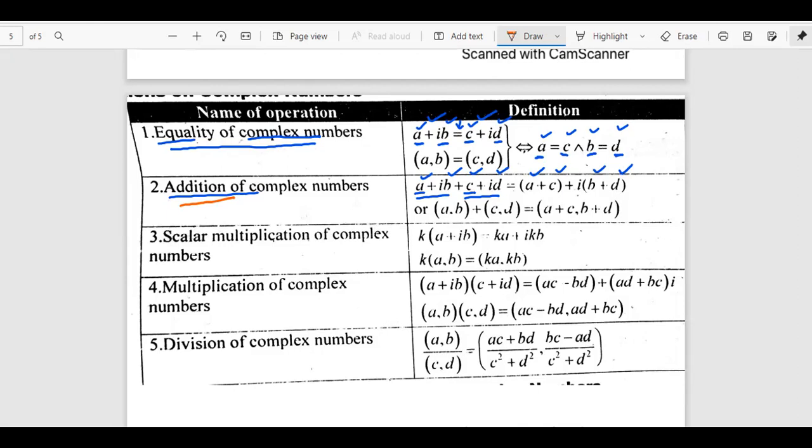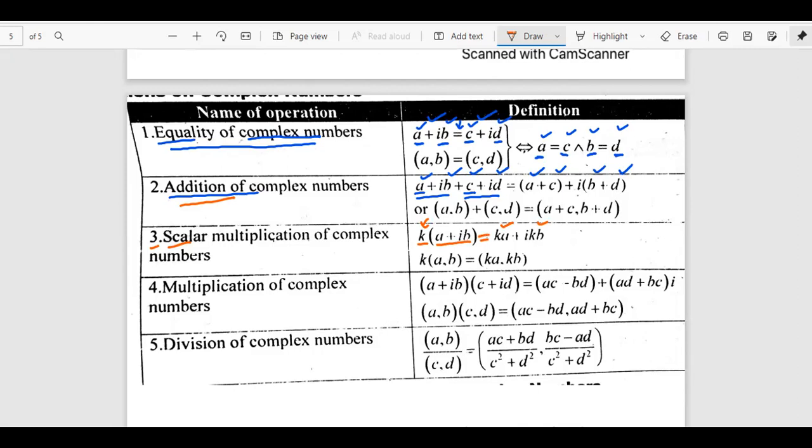Then we have the third property, that is scalar multiplication of complex numbers. By scalar multiplication, it means that this is a complex number and you multiply a scalar number. You know that again, it's like vectors. So scalar is basically a number that is simple mathematical number. It could be a constant and it is not a complex number. So this can be multiplied to both the real part and to the imaginary part, right? Are you clear with this?